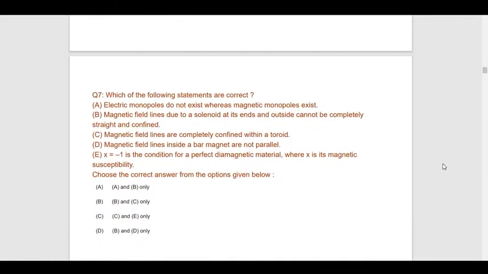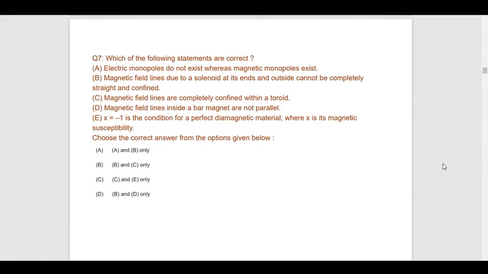Question number 7 says: which of these following statements are correct? Let's observe them one by one. Statement A: electric monopoles do not exist. There is a problem with this statement. No, that is incorrect. They do exist. Positive and negative charges are the electric monopoles. The remaining part says, whereas magnetic monopoles exist. That is incorrect, because magnetic monopoles, that is single north or single south poles, do not exist. So statement A is incorrect.